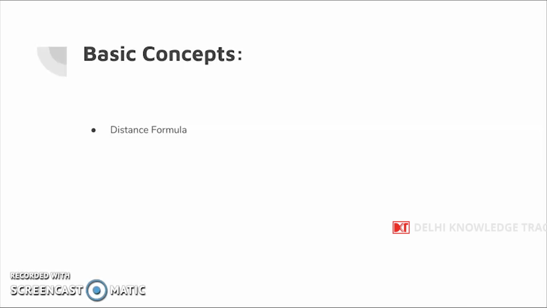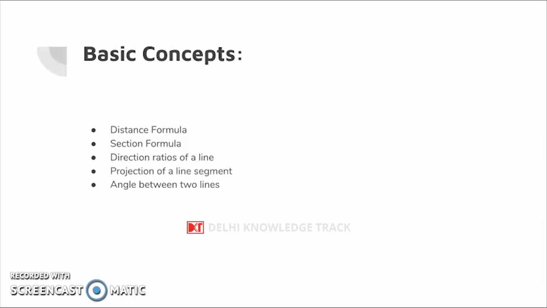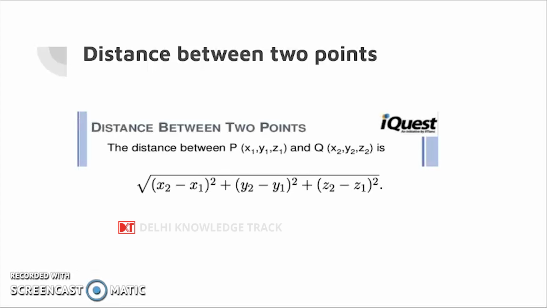In basic concepts, we'll first read about distance formula, then section formula, then direction ratio of line, projection of a line segment, and angle between two lines. Distance between two points in 3D: let's assume we have two points, point P and point Q with coordinates x1, y1, z1 and x2, y2, z2 respectively. Then the distance between those two points in 3D will be the square root of (x2 minus x1) whole square plus (y2 minus y1) whole square plus (z2 minus z1) whole square. This is an easy formula which we got using Pythagoras theorem.